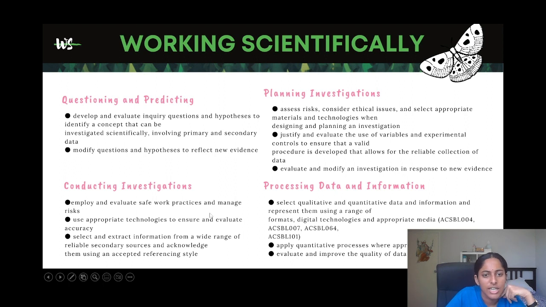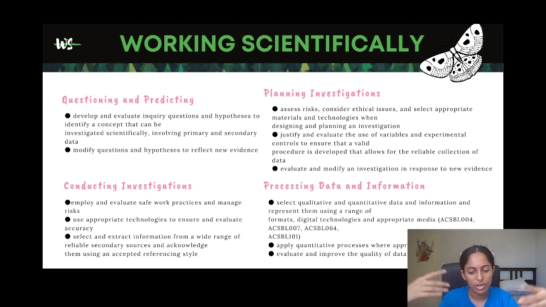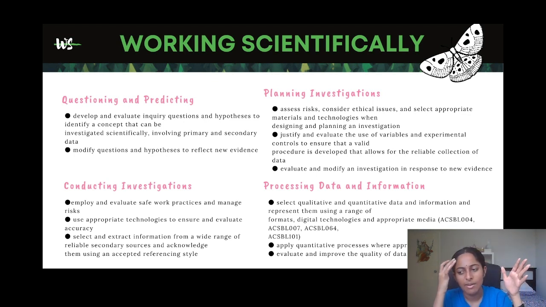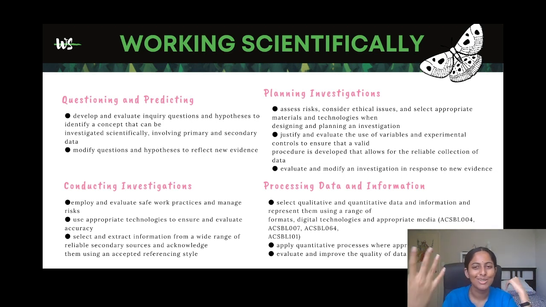You also have things such as conducting investigations. That's really just looking at risk assessment again, having safe work practices. For example, if you're analyzing something with microscopes and looking at slides, you'd probably go for a plant-based slide rather than a slide that has human blood, because obviously that may contain bacteria and may expose you or your peers to risks within the environment. So these are all the things that you have to consider when doing scientific investigations.